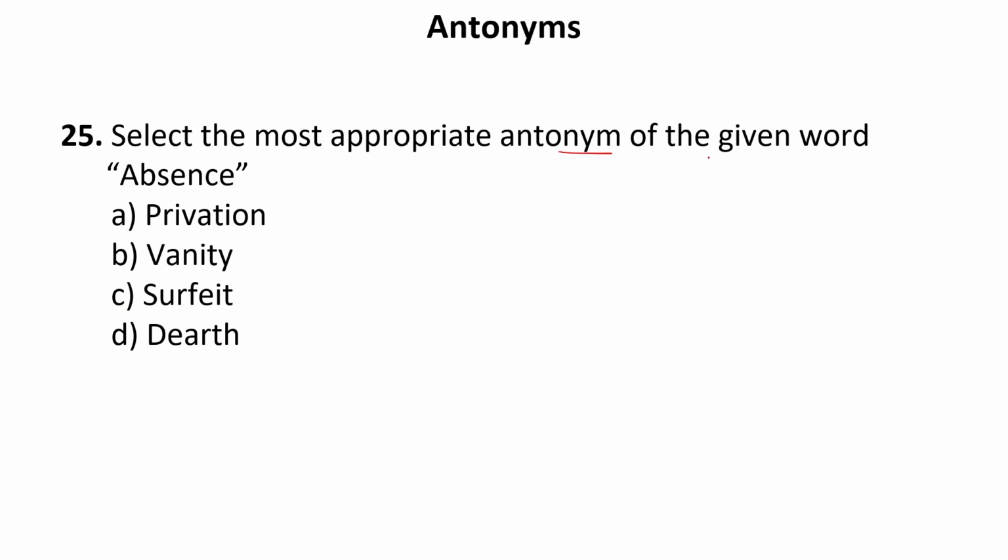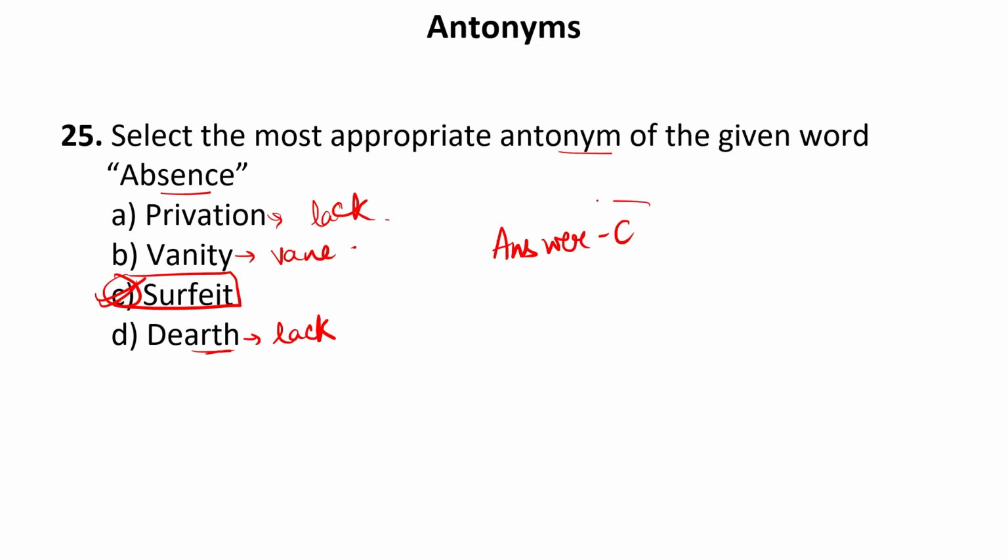Select the most appropriate antonym of the given word, that is absence. So the antonym of it will be surfeit. Dearth means lack of something. This also means when something lacks. And vanity means when something is in vain. Vain means useless. So the correct answer is surfeit. So our answer is C. When there is something present.